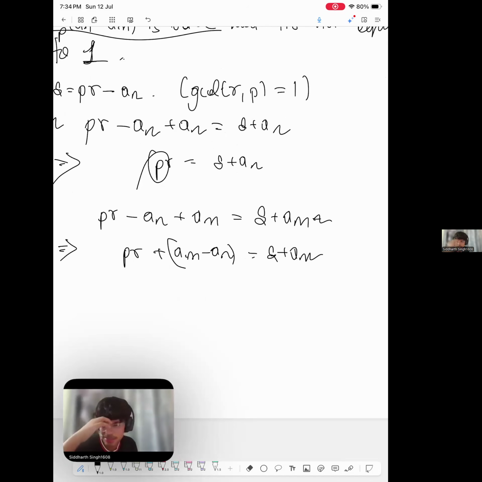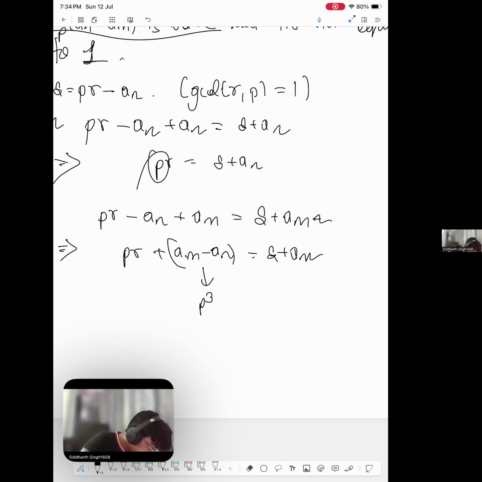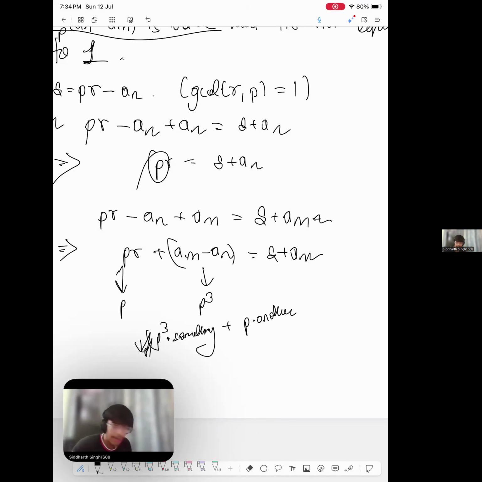Exactly. Since it's 3, we have that P cube must divide this, right? P cube divides this, right? Yes. But P divides this. So again, we run into a situation where P cube times something plus P times another thing. Now we want to find the VP of this, or the highest power of the prime dividing this.